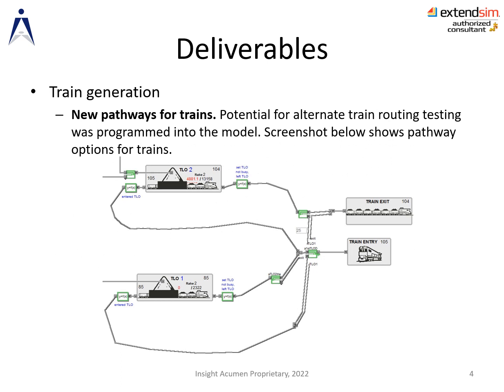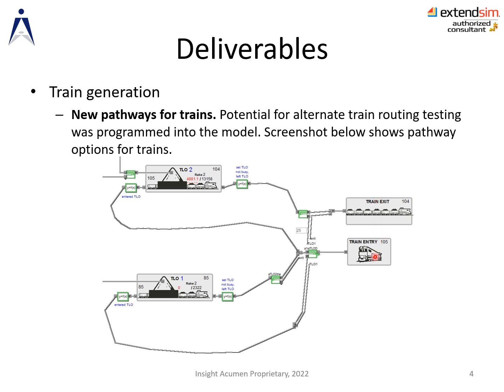So for train generation, the new pathways for trains, we needed to add the potential for alternate train routing and program that into the model. So this is a screenshot from the model showing pathway options for the trains. On the right-hand side, we have train entry. We have train loadout number 1 here, train loadout number 2, and the train exit.